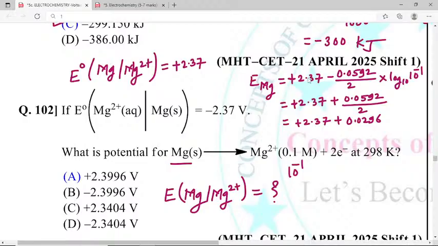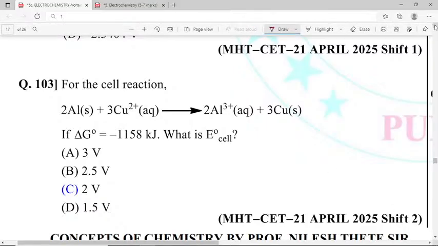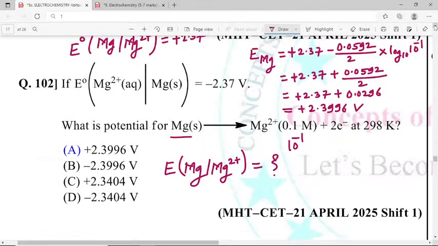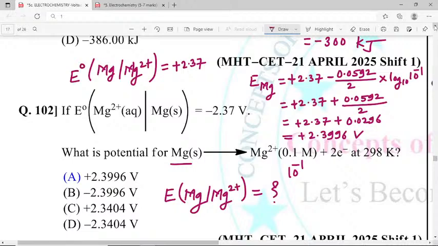Okay, get it? So what is the value here? Value as a plus 2.3996 volt. Okay, question very important. Question 2025, CET 2025.